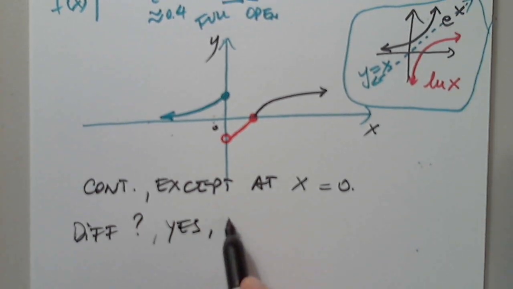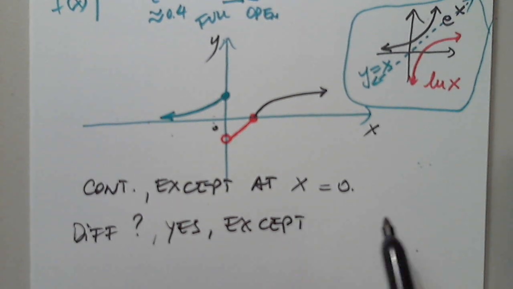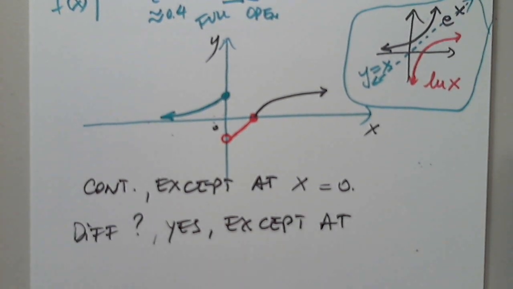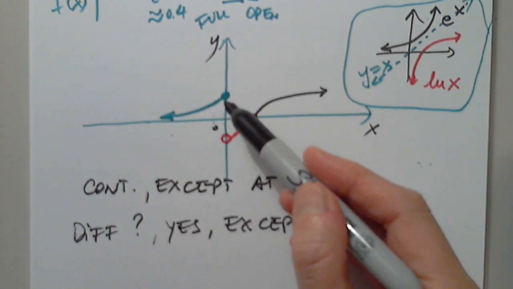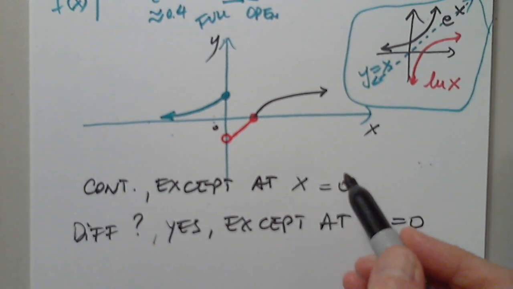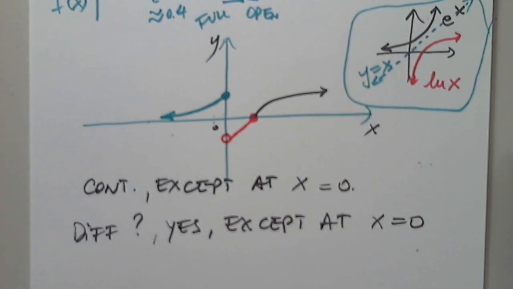Now, I will ask, is this function differentiable? Yes, except at where? I thought if it was not continuous... Very good. So it's differentiable here, but it's not differentiable at x equals 0 because it's not continuous. What else?